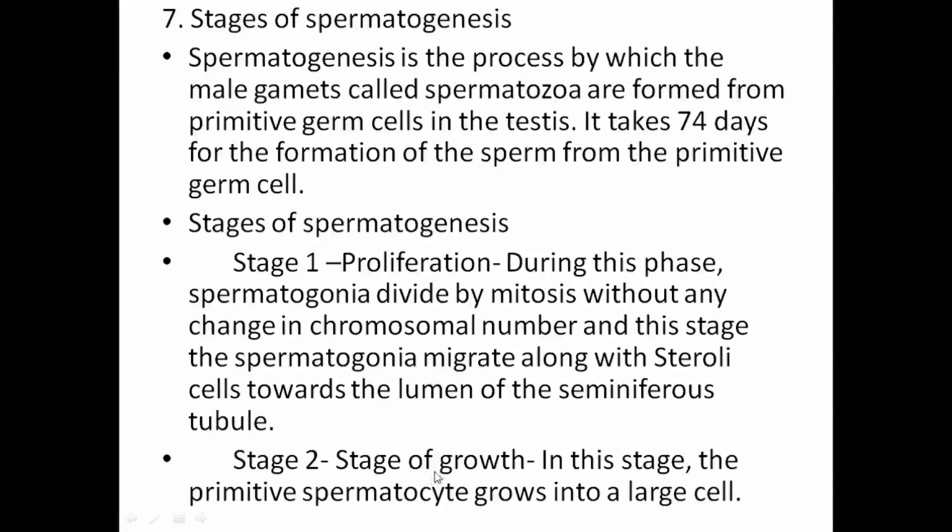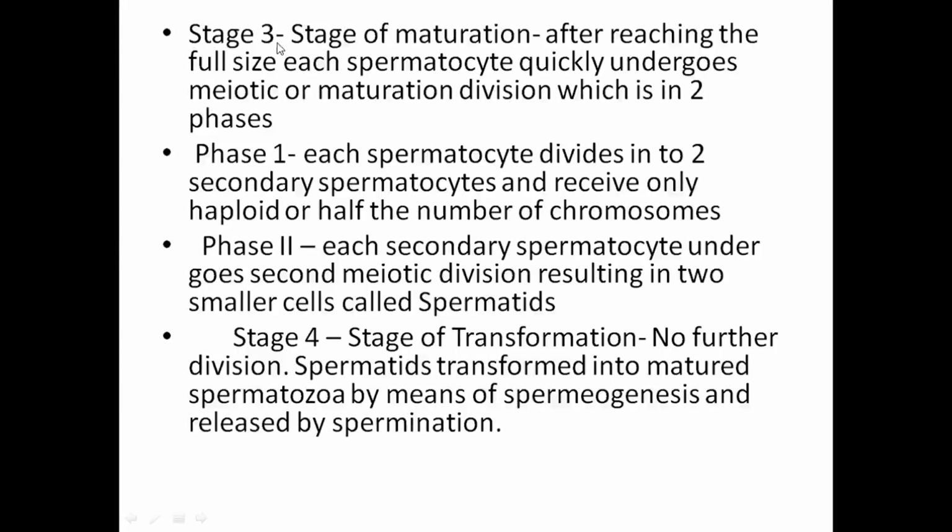Stage 2 is the stage of growth. In this stage, the primitive spermatocyte grows into a large cell. Stage 3 is the stage of maturation. After reaching full size, each spermatocyte quickly undergoes meiotic or maturation division, which has two phases. Phase 1: each spermatocyte divides into two secondary spermatocytes and receives only the haploid or half number of chromosomes. Phase 2: each secondary spermatocyte undergoes the second meiotic division, resulting in two smaller cells called spermatids.